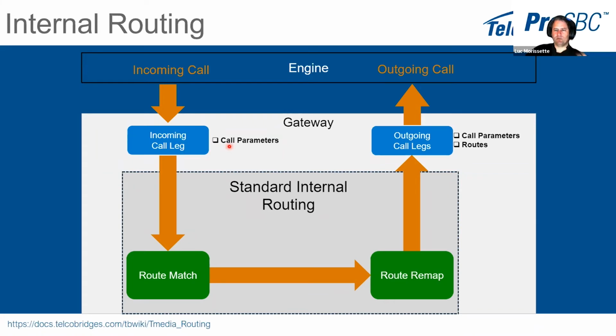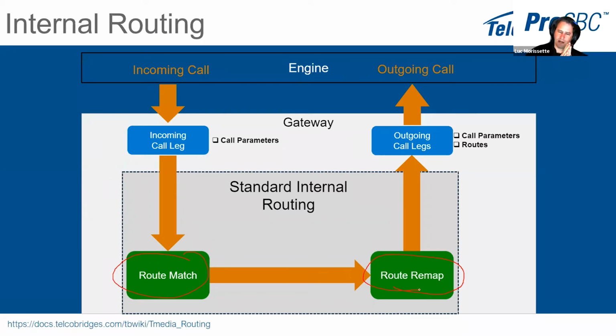This incoming call leg comes in with a set of call parameters. These call parameters are the ones from the routing script parameters that I will show you soon. So these call parameters come into the system, and the standard internal routing will do two things. One is route match. As you remember in the routing table, there are two portions, incoming call attributes and remapped call attributes, or outgoing call attributes. The incoming ones are managed by route match, and the remapping or the outgoing call parameters is managed by the route remap.